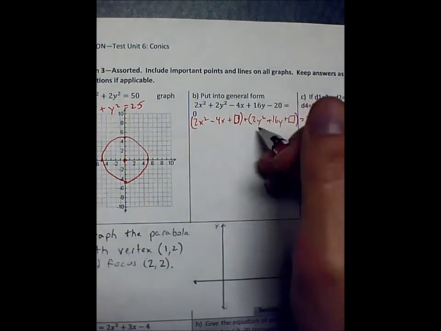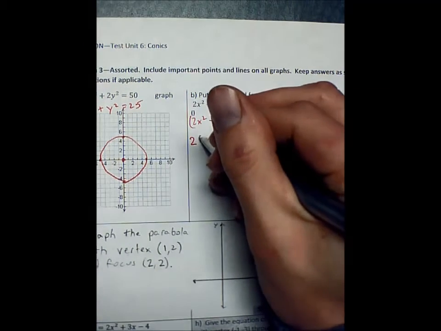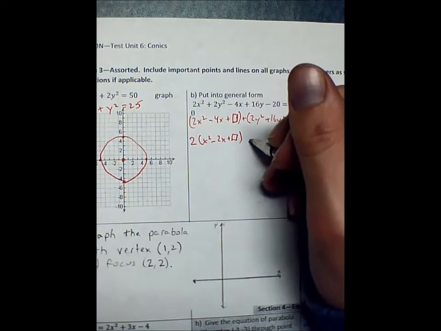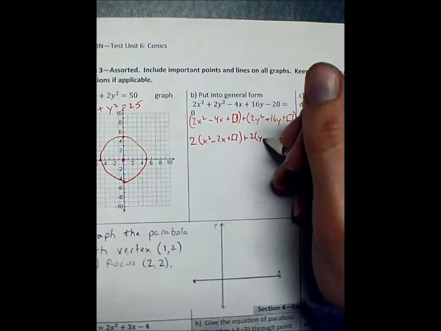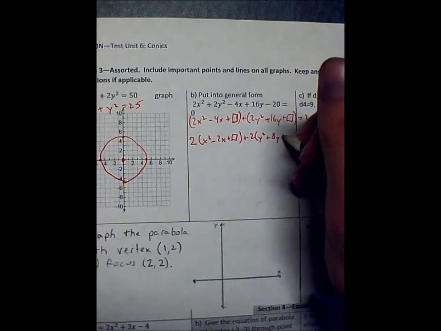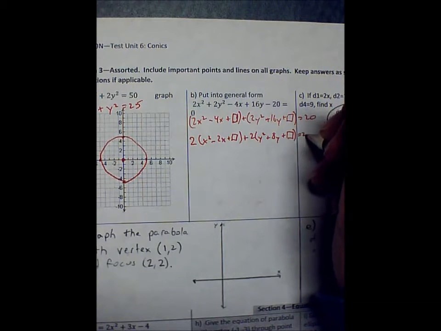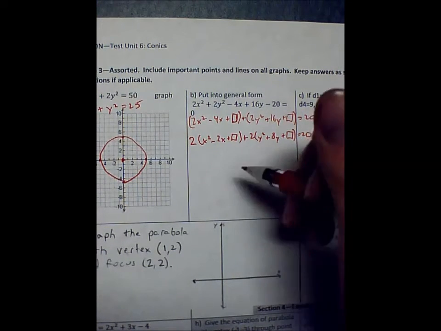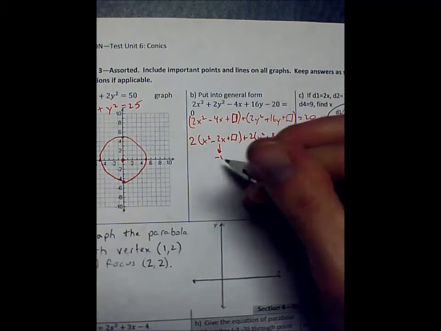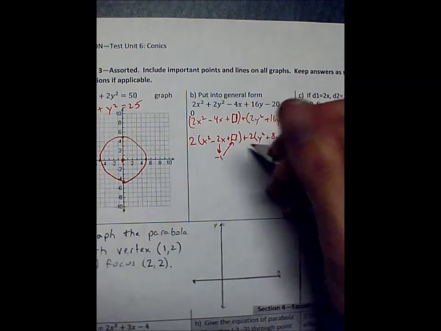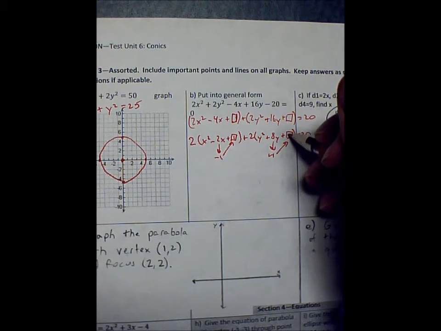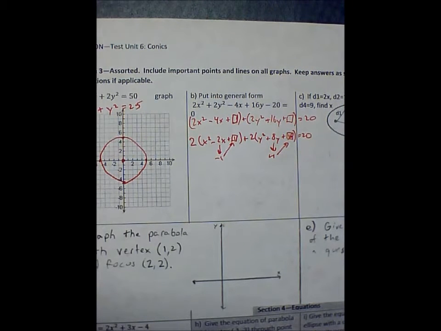Now I need to factor out a 2 for both sides. So factor out the 2, x squared minus 2x plus box. Factor out the 2 again, y squared plus 8y plus box. And now I need to fill in that square hole. First, I drop this down and halve it. So there's -1, there's 4, and then square it. So I'm going to add 1 there and 16 there.